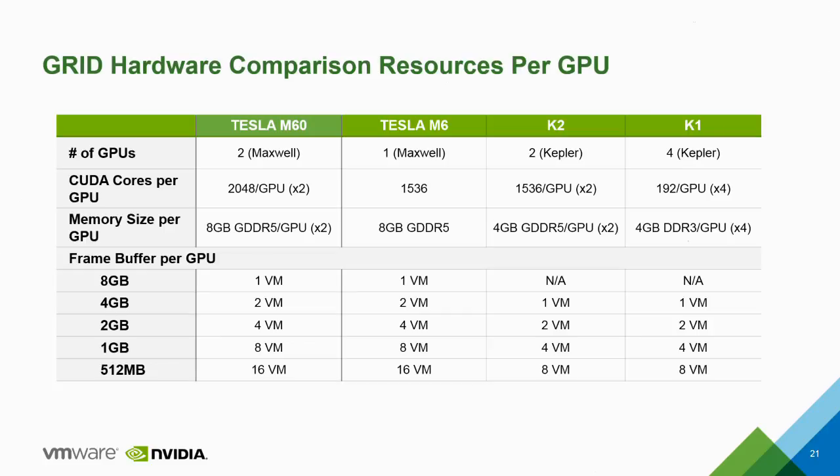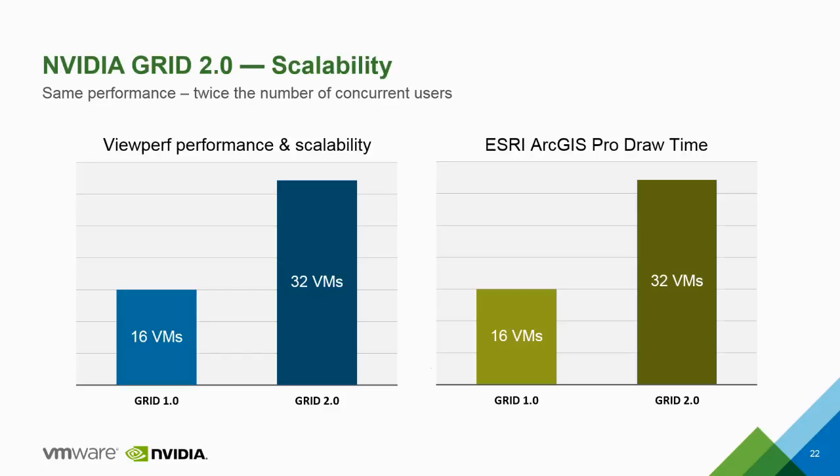Now notice the profiles. We've added an 8 gig profile. And you can see which cards support those. Obviously, the K1 and the K2 do not because they just don't have sufficient frame buffer. And still, as we've talked about in the past, you evenly slice up frame buffer per GPU. So if I assign a 1 gig profile, I can only assign 1 gig profiles to that GPU. The next GPU, I can assign a different or the same profile. So let's talk a bit about scalability. We've been talking about performance.